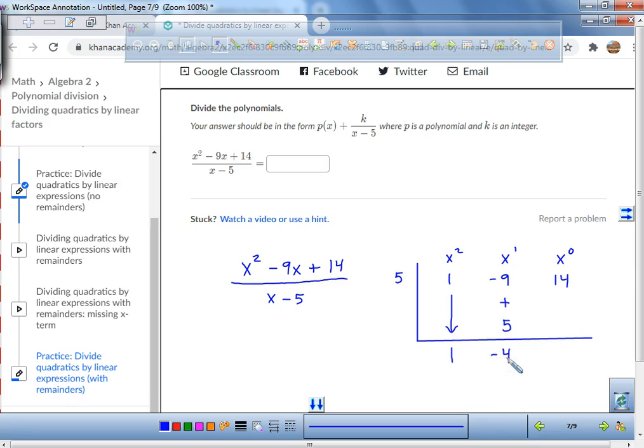I tell you what, when you're doing synthetic division, would you agree it's nice if you know how to add and subtract integers really quickly without having a calculator? It just makes it so much easier. I'm so glad I know how to do that.